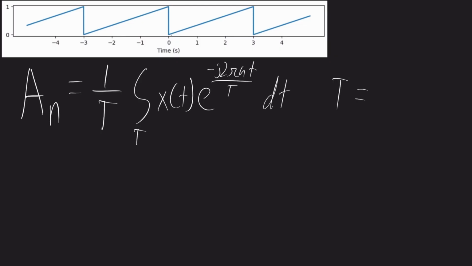So we see this first sawtooth starts at t equals 0 and ends at t equals 3, and the next one begins at t equals 3. So the period is going to be 3 seconds.